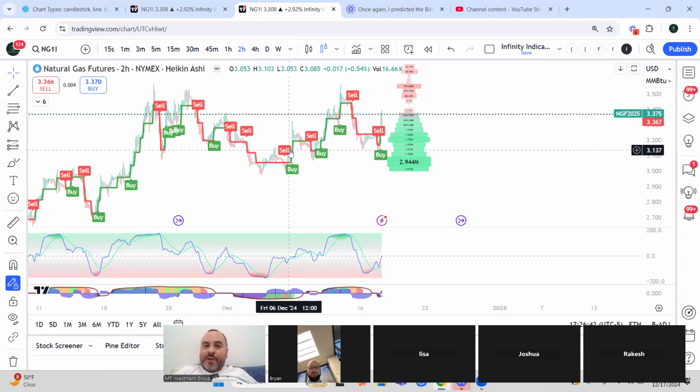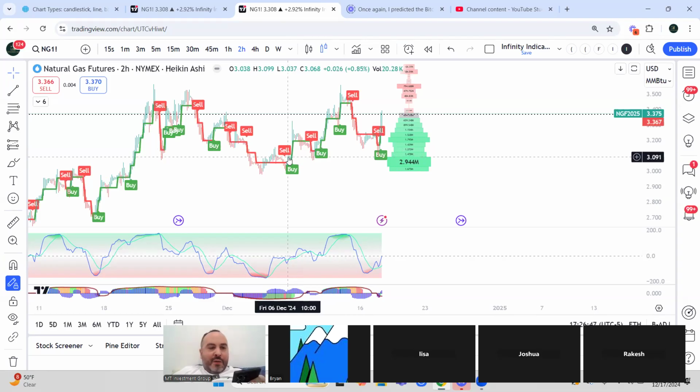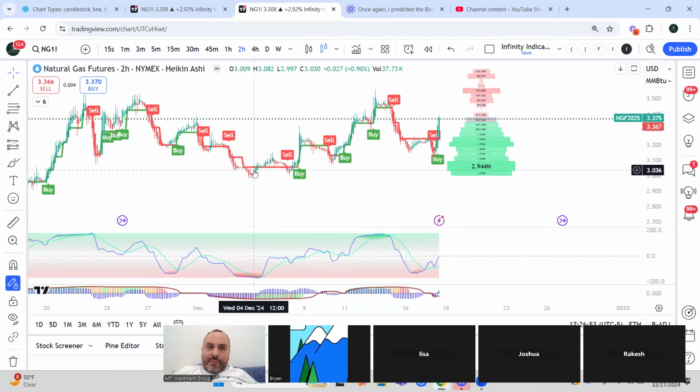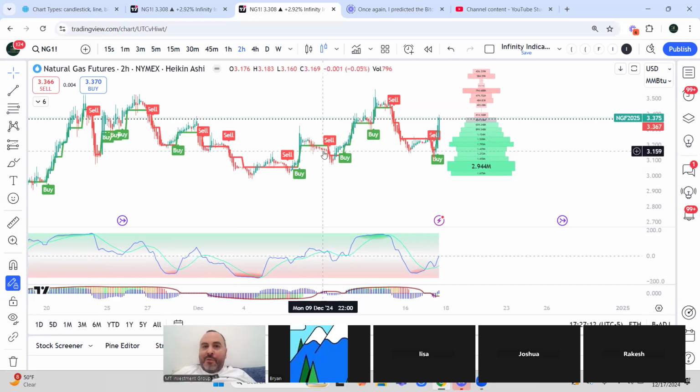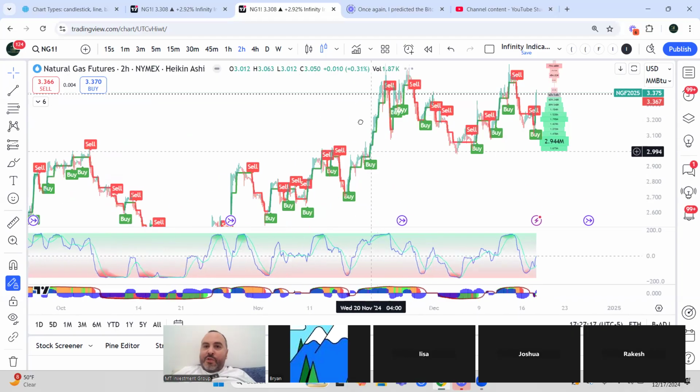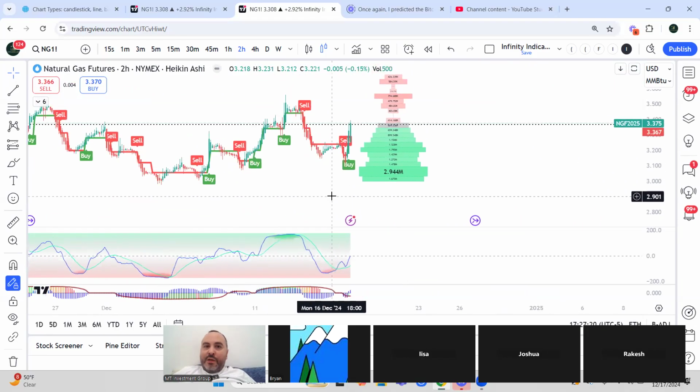I told you guys December 8th at 6 o'clock. This is about as close as there it is, right here. Okay, so this is where I said look to go long on natural gas. And you can see here we kind of danced around a little bit and then rocketed up. So Fibonacci.